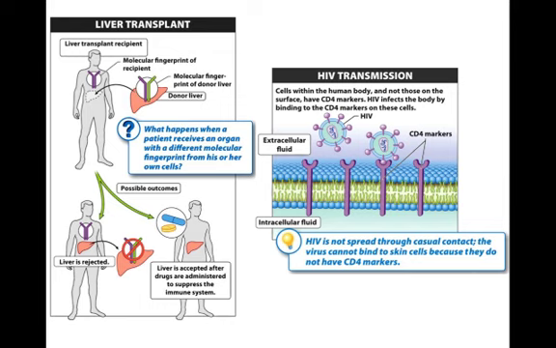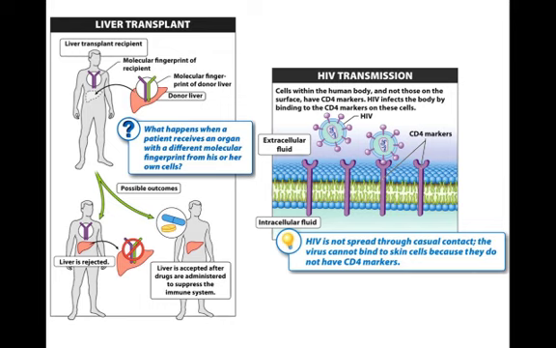One, the liver can be rejected, and so the body recognizes it as not being self, as being somebody else's cells, and it recognizes that it shouldn't be there and tries to get rid of it. So when a transplanted organ is rejected, that means that the body has recognized that it's not supposed to be there and is trying to get rid of it. Or the liver is accepted after drugs are administered.